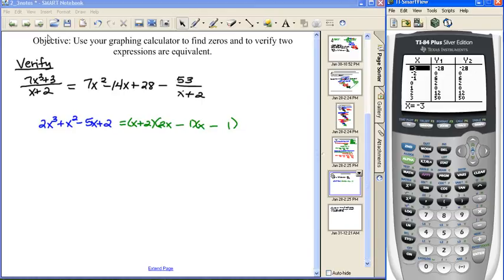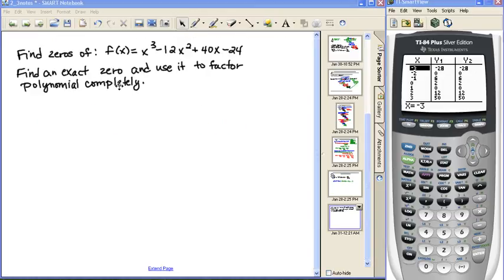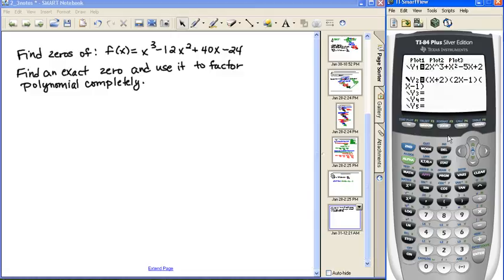Now let me show you the next thing, which is going to be an important way to use a calculator in this section. It is to actually use a calculator to determine the zeros, and then use one of the exact zeros to actually factor the polynomial completely. So it's going to be a little bit different. In the previous video, we were given a factor, and we just had to verify that that was a factor, but here we've got to come up with which factor we need to use.